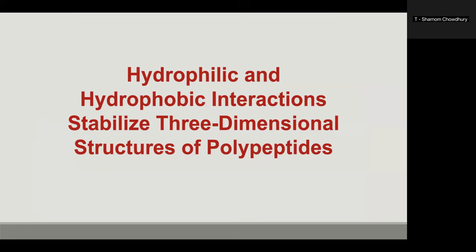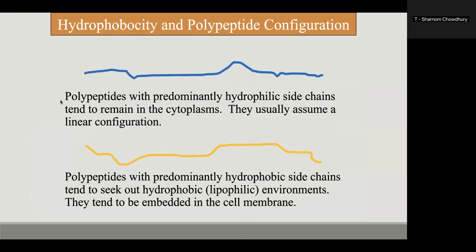So, as I mentioned before, hydrophilic and hydrophobic interactions help stabilize the 3D structures of polypeptides. Polypeptides that have hydrophilic side chains tend to remain in the cytoplasm. They usually assume a linear configuration here. However, polypeptides that have hydrophobic side chains want to be in hydrophobic environments. So where is a prime hydrophobic environment in the cell? The cell membrane, typically inside the cell membrane. So polypeptides that have these hydrophobic side chains want to be embedded within the cell membrane itself.